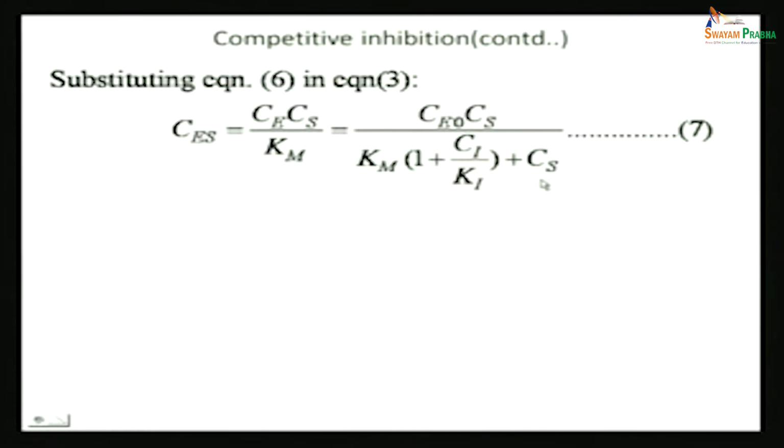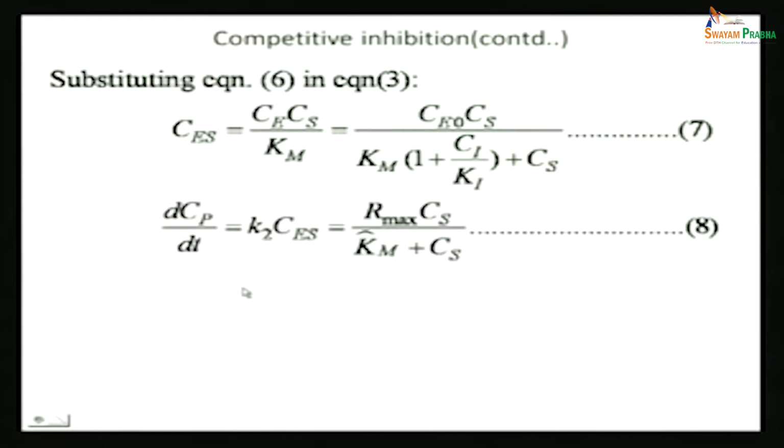Why am I expressing CES in terms of other quantities? Because, very simple, the rate of product formation is given by K2 times CES. If you remember, the rate of product formation was the irreversible reaction that led to the formation of P. So that was simply equal to K2 times CES. Now we have been able to express CES in terms of known quantities such as CE naught, CS and CI, and so we have been able to express this, and this is the way we put it.